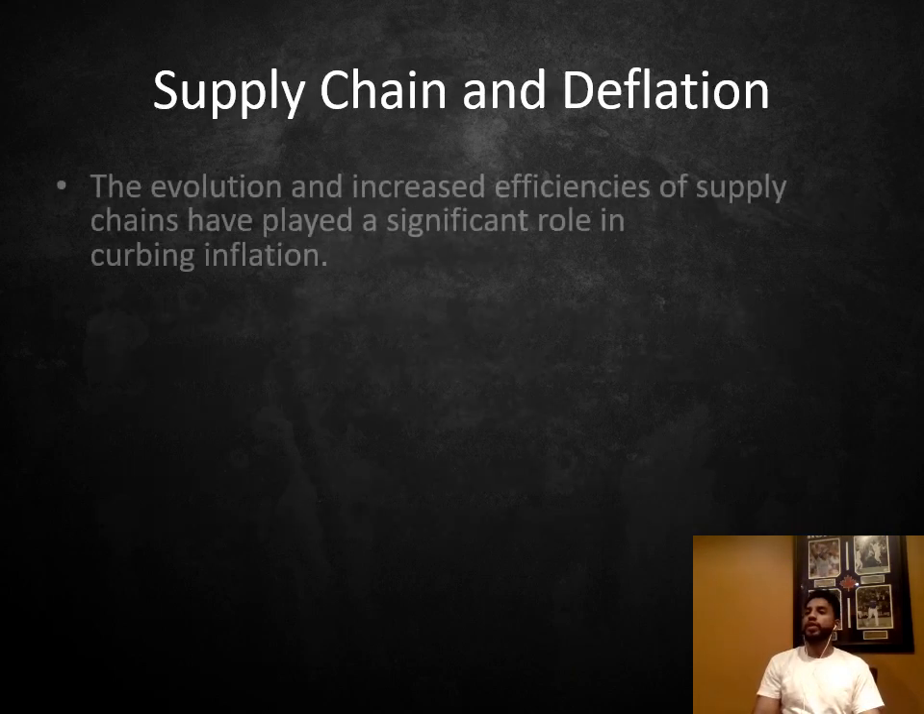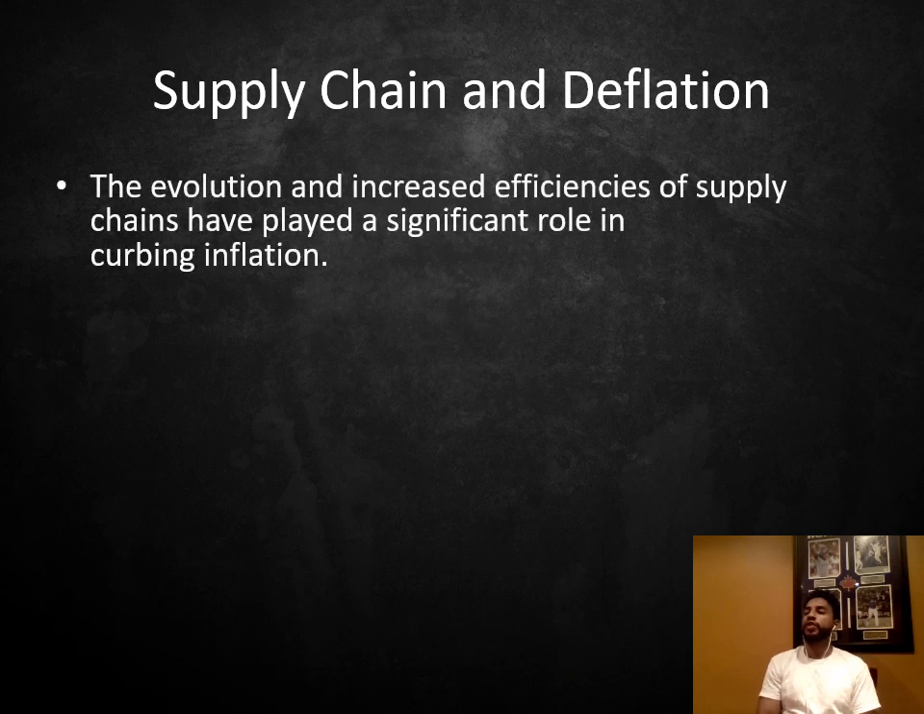Supply chain and deflation. The evolution and increased efficiencies of supply chains have played a significant role in curbing inflation. So what the statement is saying is that the evolution of supply chain, the fact that supply chain management is getting so much better and so much more efficient, is actually helping inflation, right? So it's helping decrease inflation.